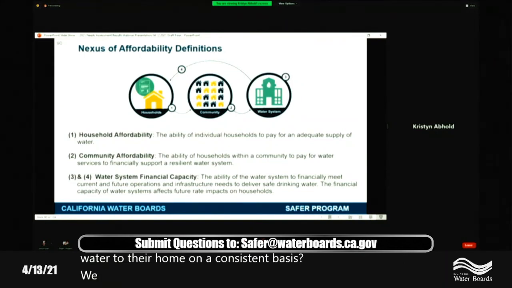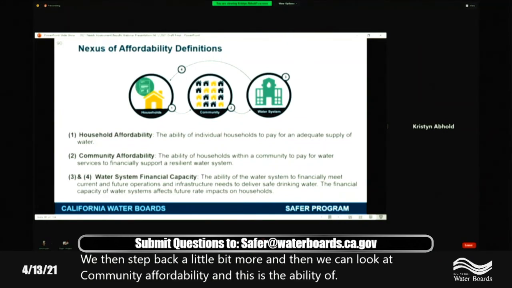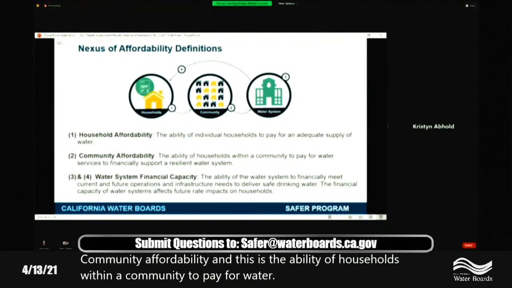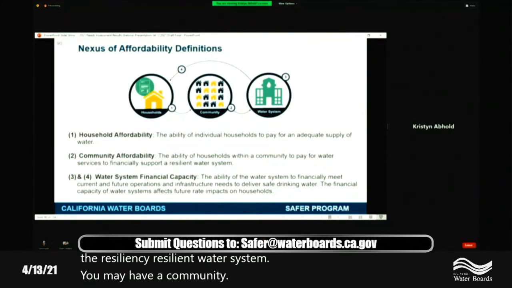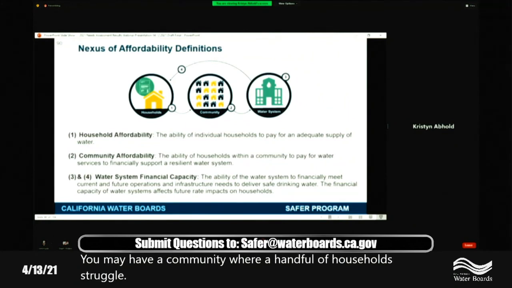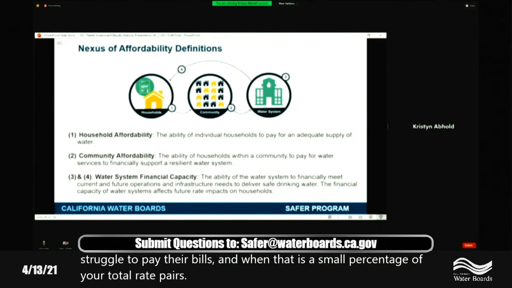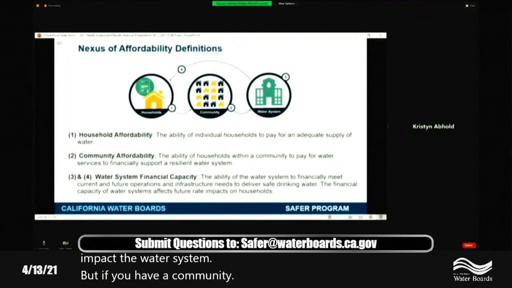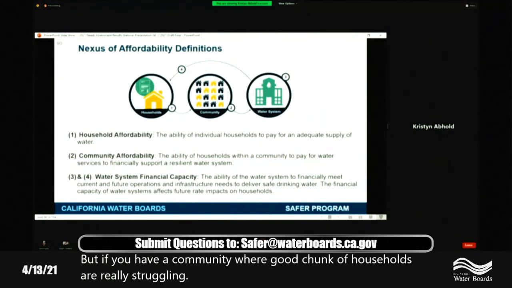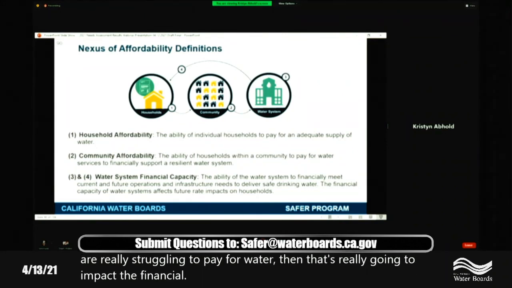We then step back a little bit more, and we can look at community affordability. This is the ability of households within a community to pay for water services to financially support a resilient water system. You may have a community where a handful of households struggle to pay their bills. When that is a small percentage of your total ratepayers, it's not going to dramatically impact the water system. But if you have a community where a good chunk of households are really struggling to pay for water, then that's really going to impact the financial resiliency of that water system.